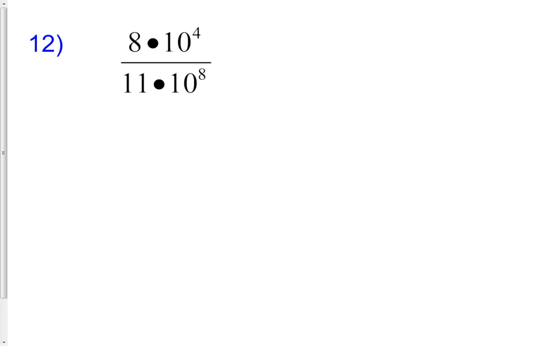Question number 12, I'm going to divide these coefficients. So 8 divided by 11 is 0.727 repeating, 0.727272, so on and so forth, times 10. When you subtract exponents, when you divide, it's 4 minus 8. It's times 10 to the negative fourth.